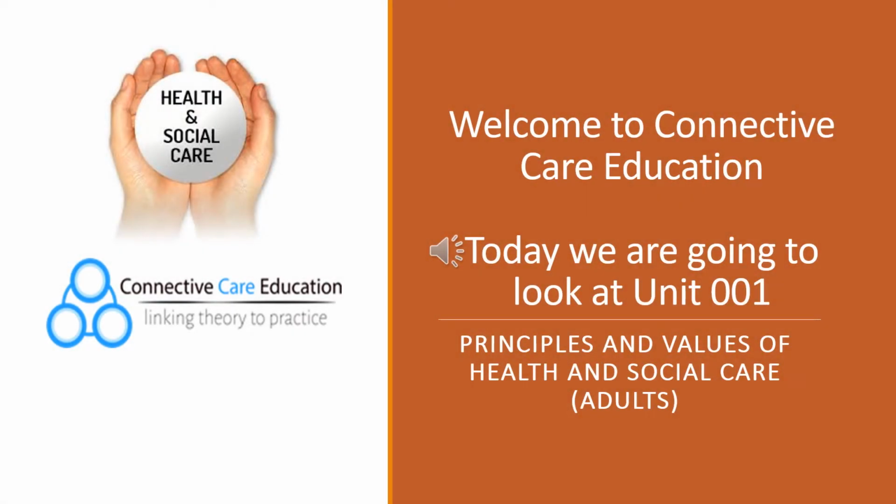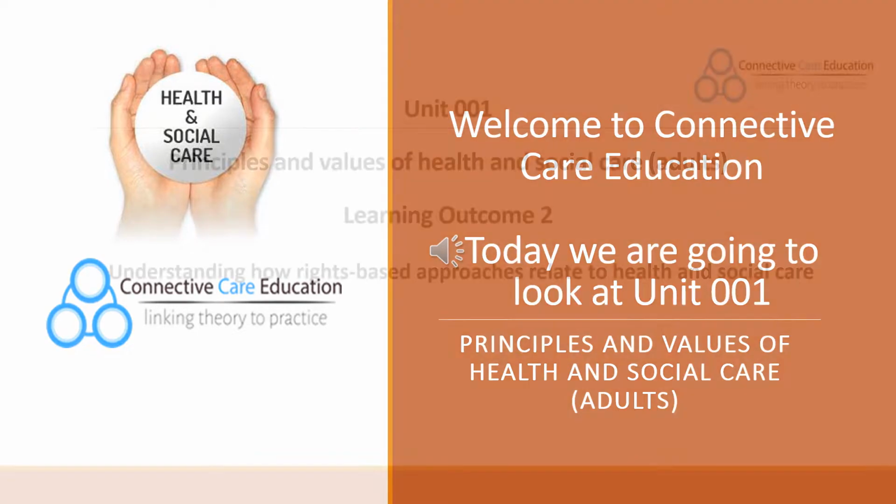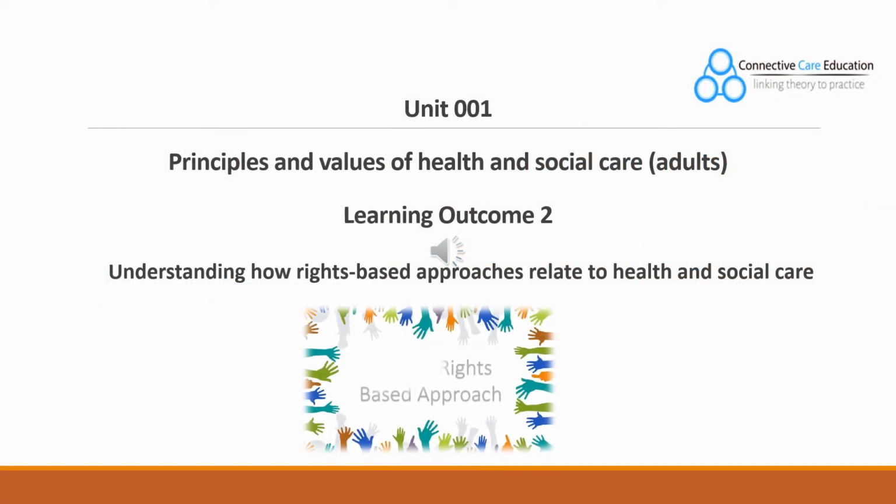Today we are going to look at Unit 001, Principles and Values of Health and Social Care Adults. Unit 001, Principles and Values of Health and Social Care Adults, Learning Outcome 2, understanding how rights-based approaches relate to health and social care.